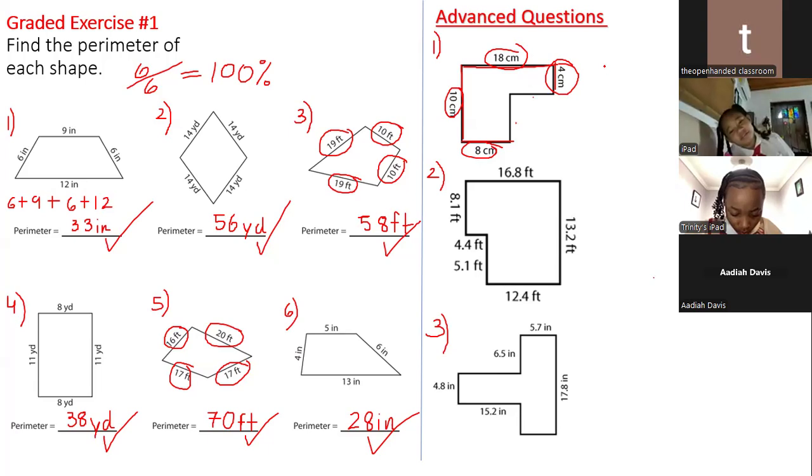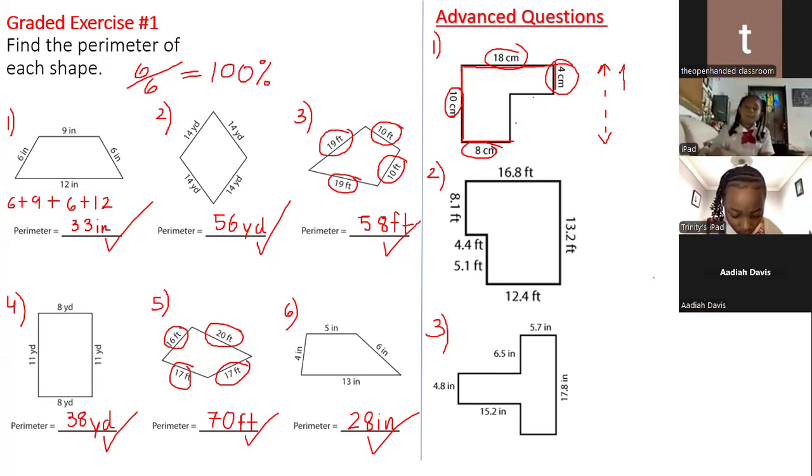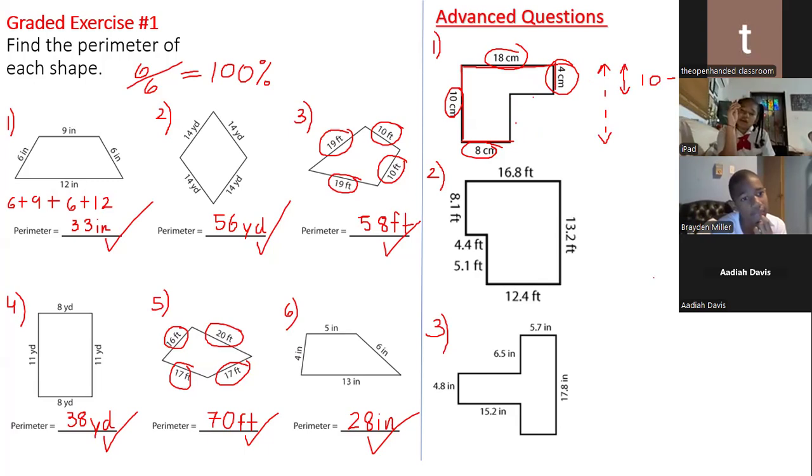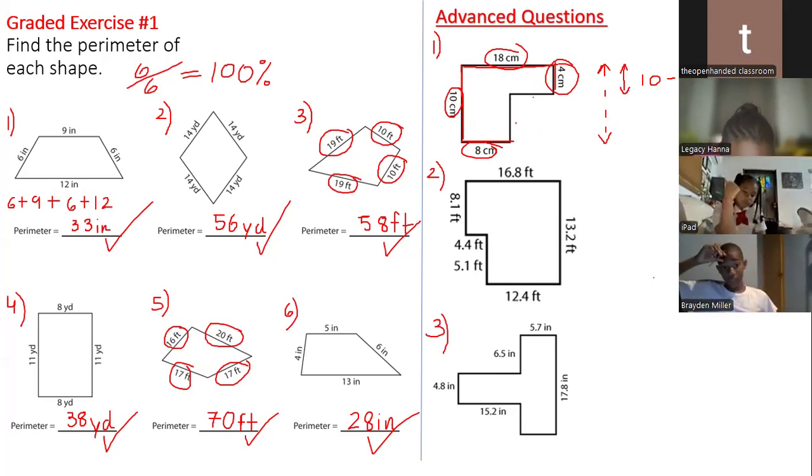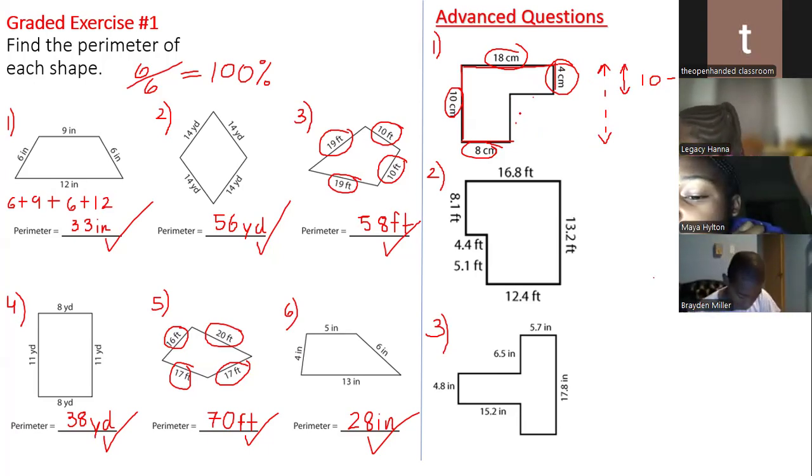Okay, if the whole thing is 10, this is why this is advanced questions. If the whole thing is 10, and this part is 4, in order for us to figure out what this length is, we have to do 10 minus what? 10 minus 4. What is 10 minus 4? 6. So 10 minus 4 is 6. That means that this is 6 centimeters.